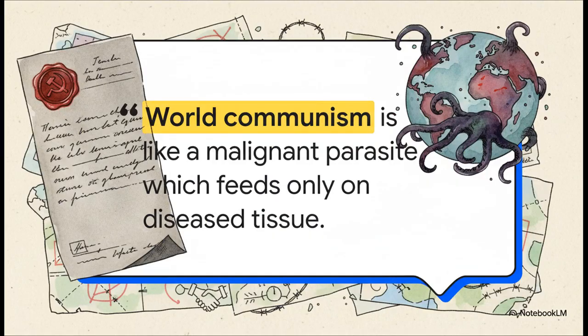And that brings us to a piece of writing that basically changed the world. Back in February 1946, a guy named George Kennan fired off what's now known as the Long Telegram from Moscow. Writing under the super mysterious pen name Mr. X, Kennan warned Washington that Stalin had absolutely no faith in peaceful coexistence. He didn't mince words, either. He described world communism as a malignant parasite which feeds only on diseased tissue, advising the U.S. to drop the whole partnership idea and start actively confronting the Soviets.